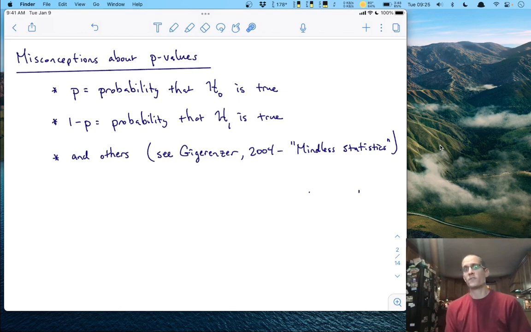One of the misconceptions that people often bring to the table about p-values is that the p-value somehow represents the probability that the null hypothesis is true. This is simply not the case. And of course, by extension, they often think that 1 minus p is the probability that the alternative hypothesis is true. Again, this is not true. These are simply not true statements. And there are many others similar to this.